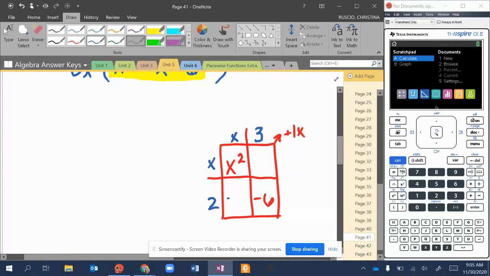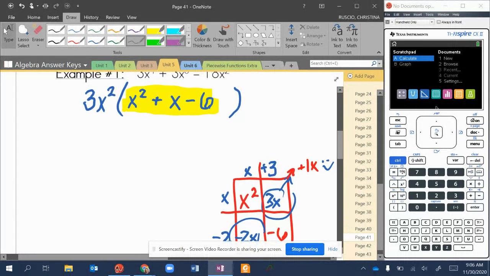And then I have a 2x here and a 3x there. We talked about one of them being positive and the other one negative. So the only way right now, because 2x plus 3x is 5x, that's not what I want. I need to make the 2 negative, because 3x and negative 2x is the 1x that we wanted. So this is our positive.